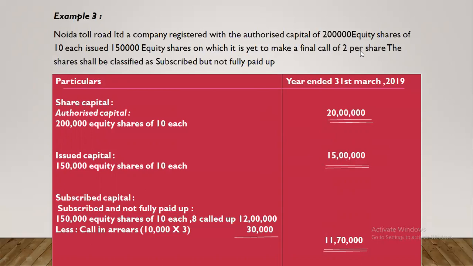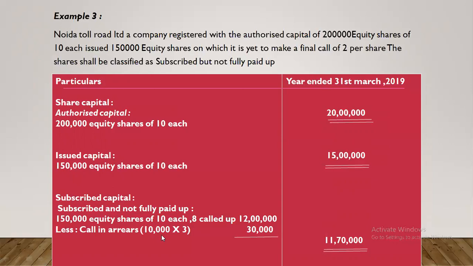So students, please make it clear. Face value of the share is 10. Rupees 2 is not yet called. That means called up is only 8. So this will be shown under the head of subscribed but not fully paid up. Number of shares are 1,50,000. Face value is 10. Called up is 8. This will become 12 lakh.